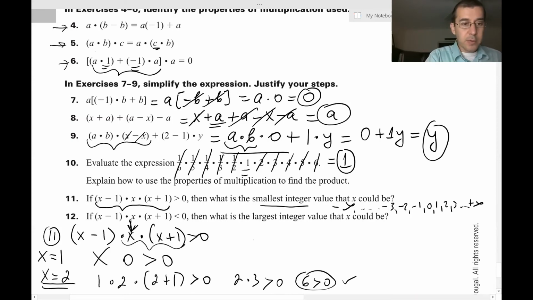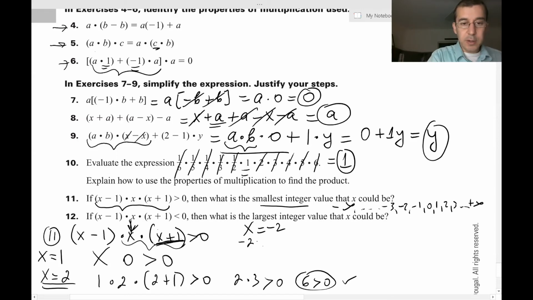Now, what happens if we do minus 1, right? Now, minus 1 plus 1 is 0. This term right here, if x is minus 1, minus 1 plus 1 is 0. So we again get 0 is greater than 0, which is not true. How about minus 2? Well, minus 2 plus 1 is minus 1. So we're going to end up with a negative number, right? So let's try x equals minus 2.